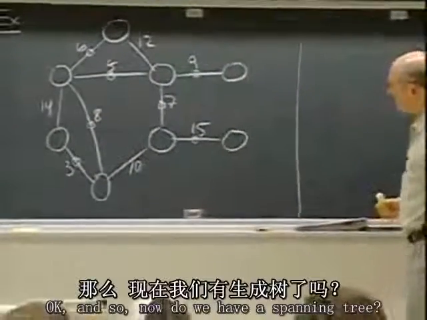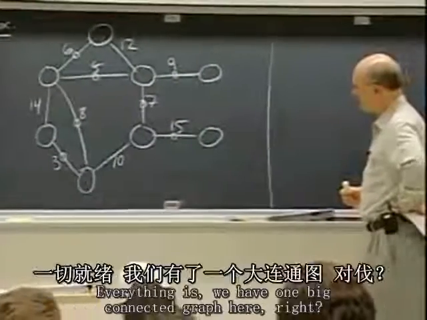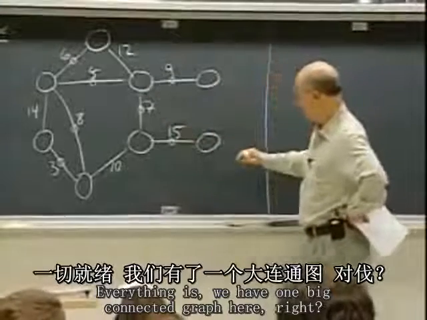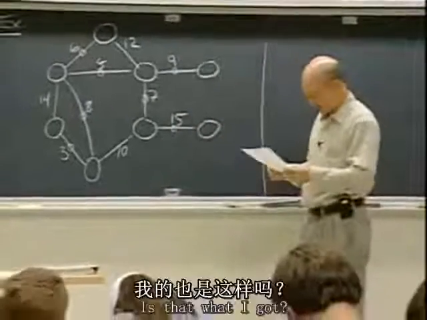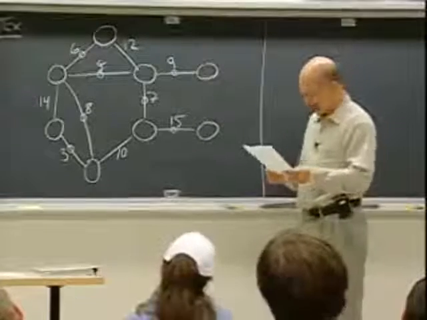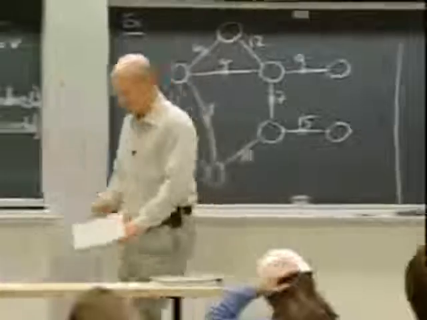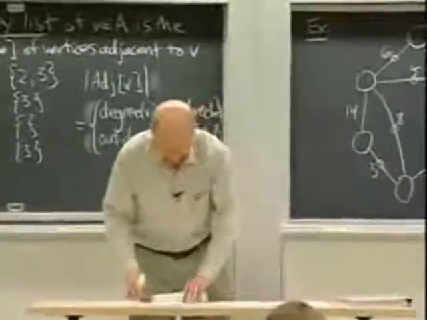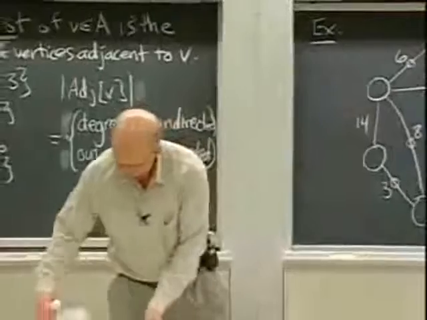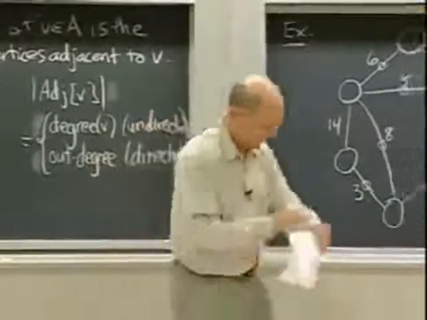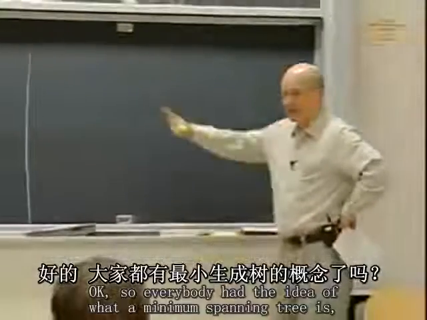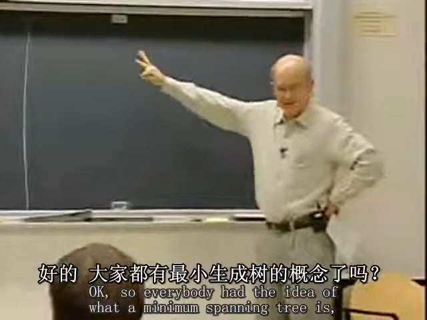Okay. And so now do we have a spanning tree? We have one big connected graph here, right? Is that what I got? Hey, that's the same as what I got. Okay. Life is predictable. Okay, so everybody have the idea of what a minimum spanning tree is then out of this?